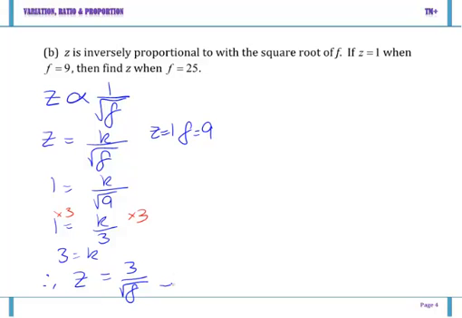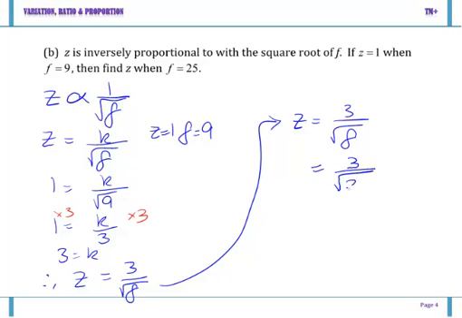Now it says another part, you would keep working down the page yet again, but I've run out of room. So 3 over the square root of f. Find z when f is 25, so it's going to be 3 over the square root of 25, which is 3 over 5.